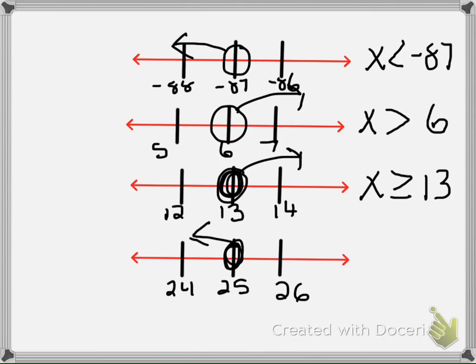On our last one, we have x and we have 25, but this time it's facing to the left, to numbers that are smaller than 25, so less than or equal to 25, except I wrote 24. Let's erase that and write 25. There we go. Okay, that's all for tonight.